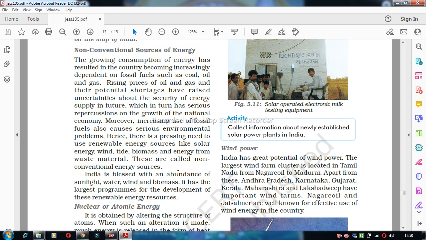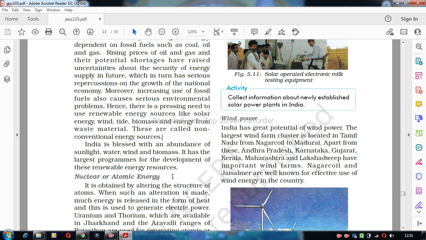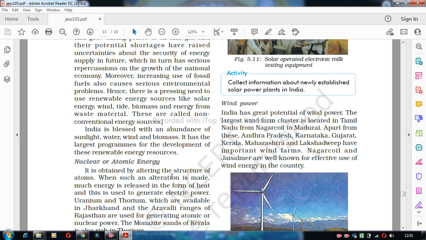So we need to use renewable energy resources, which are solar, tidal, wind, biomass and energy from waste material. All these are called non-conventional energy resources. India is blessed with an abundance of sunlight, water, wind and biomass. It has the largest program for the development of renewable energy resources.